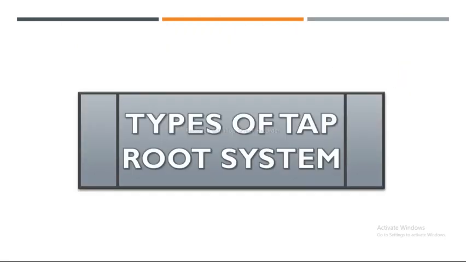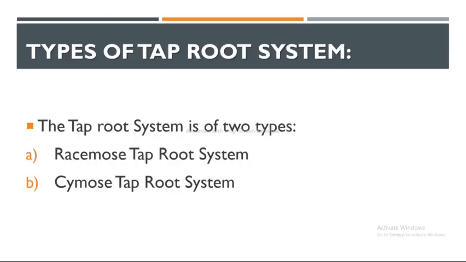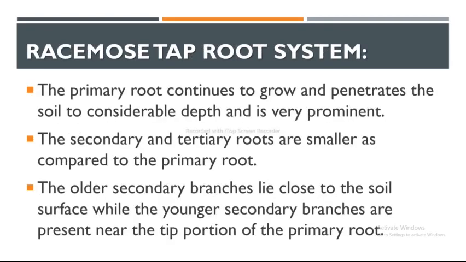Next, I am going to discuss the types of the taproot system. The taproot system is of two types. First is the racemose taproot system, and second is the cymose taproot system. First, I will discuss the racemose taproot system.